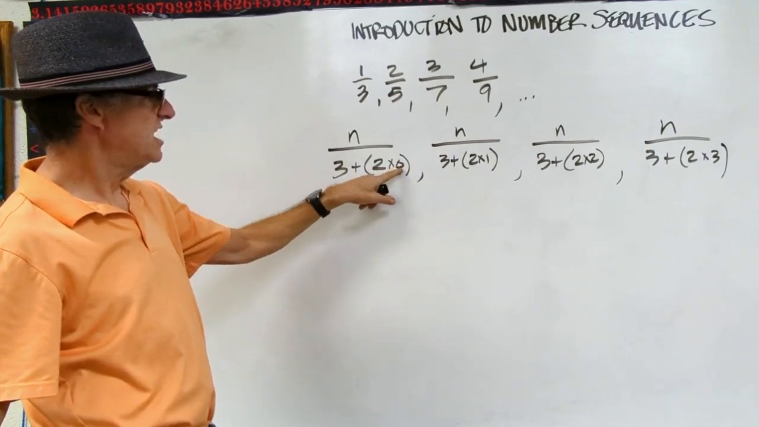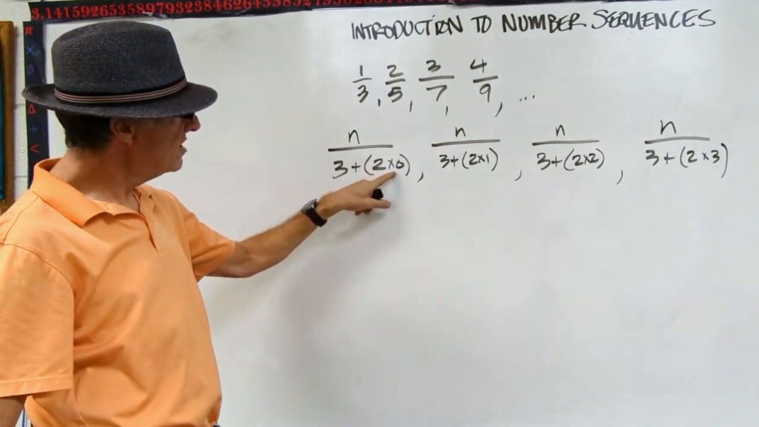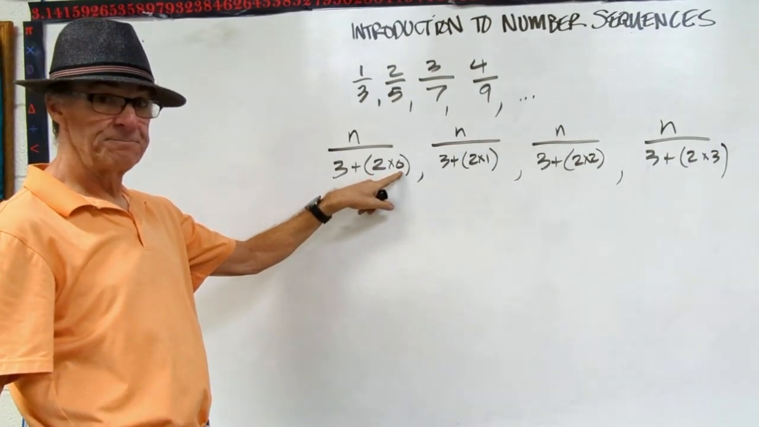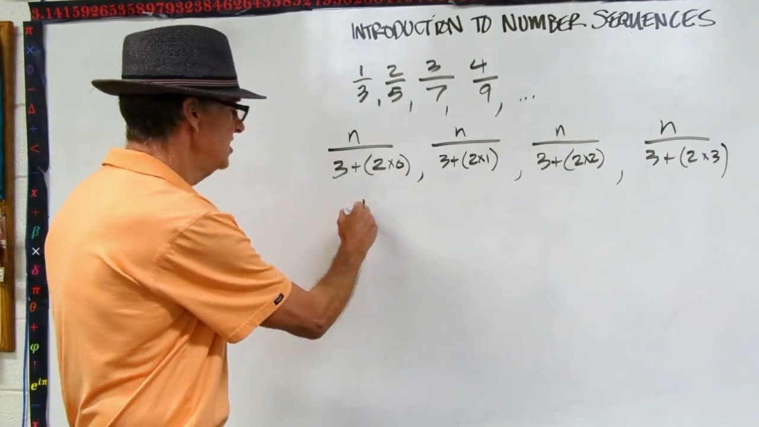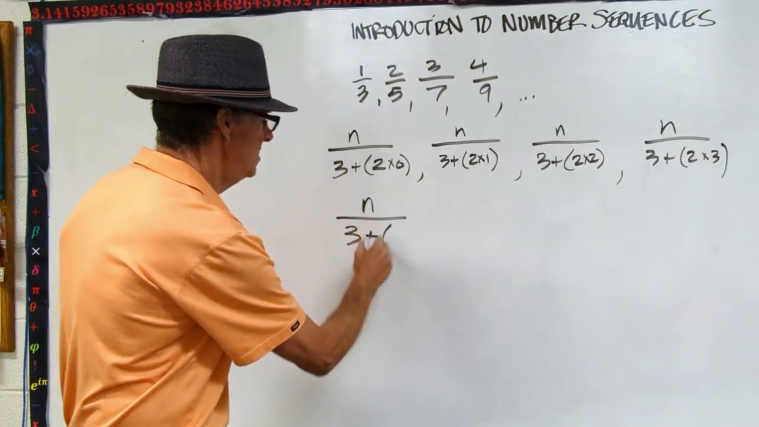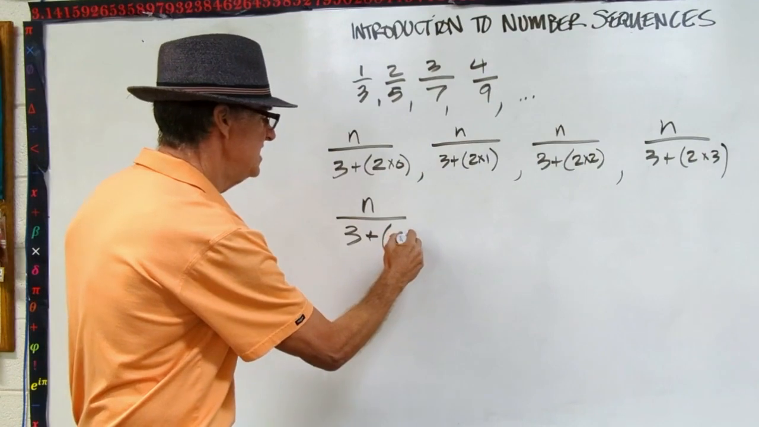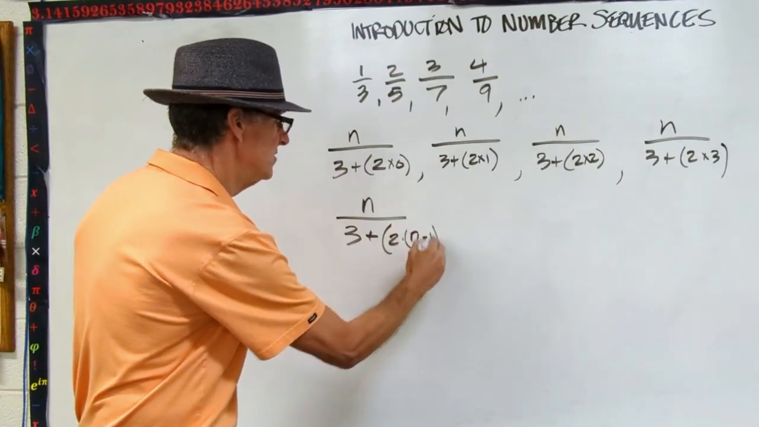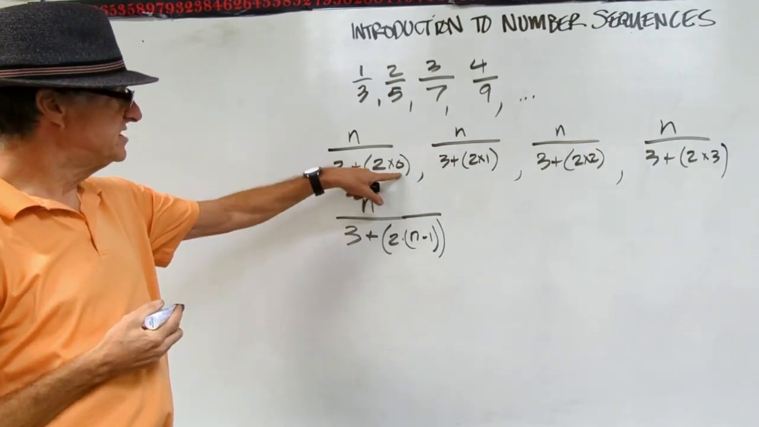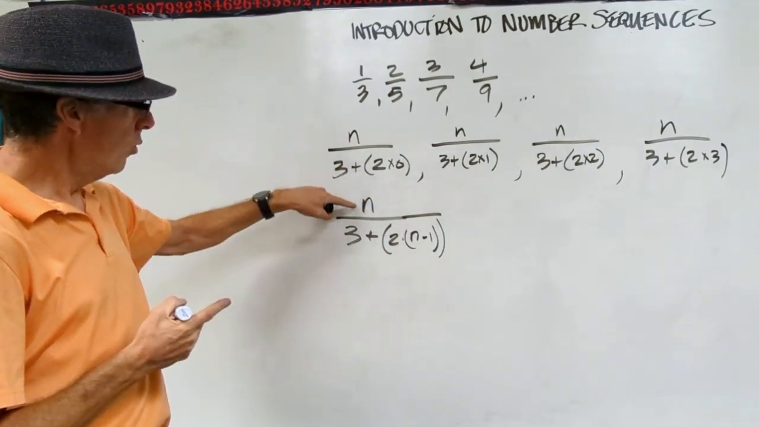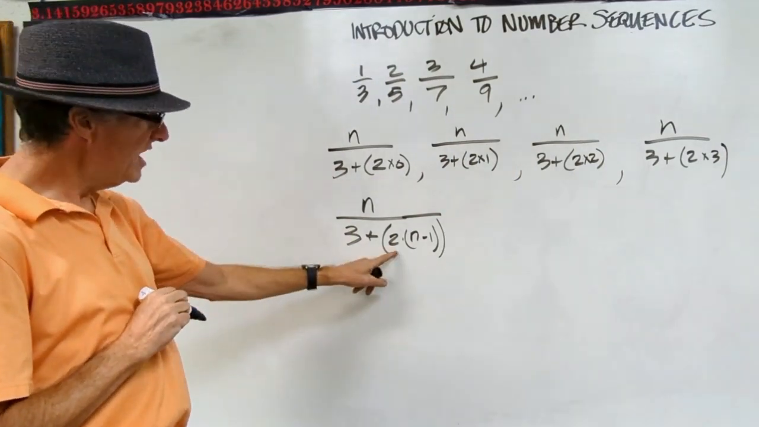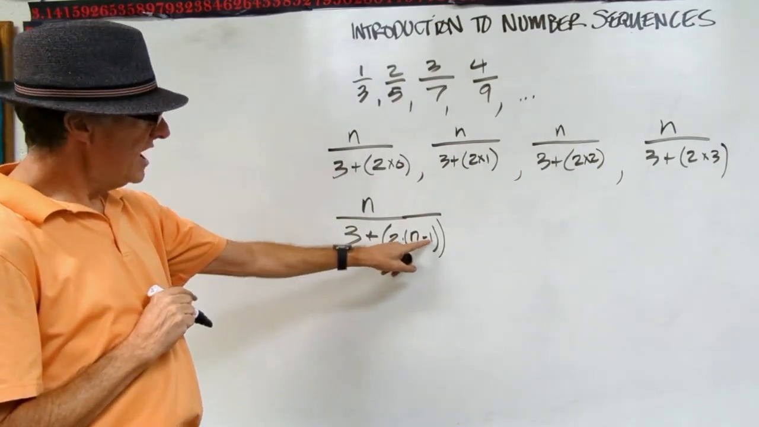So we have 2 times 0. So how could I make this term be 0? Think about that for a minute. Check this out. It's going to be n over 3 plus 2 times n minus 1. You see that? So this makes this 0 because this is first term. So 1 goes there for term 1. There we go. And then we're over 3 plus 2 times n minus 1.